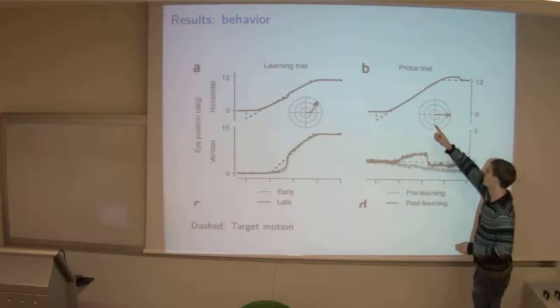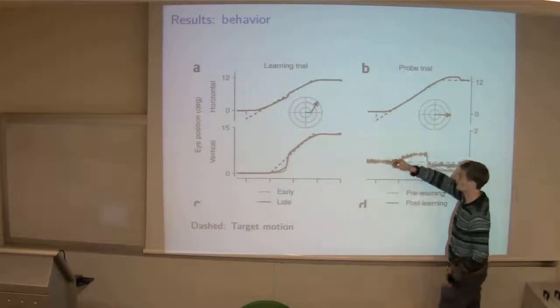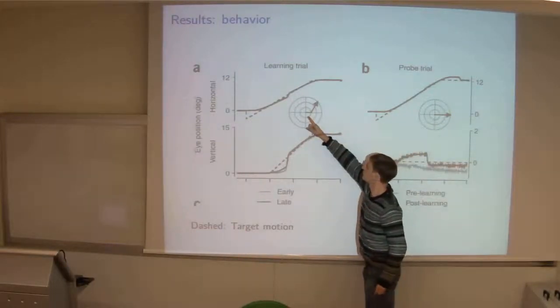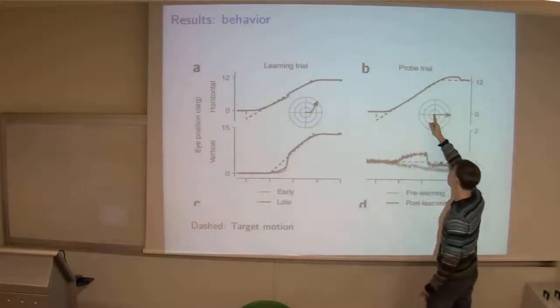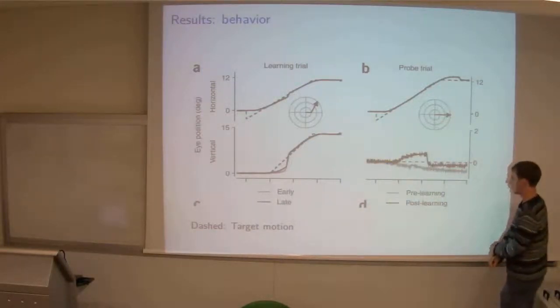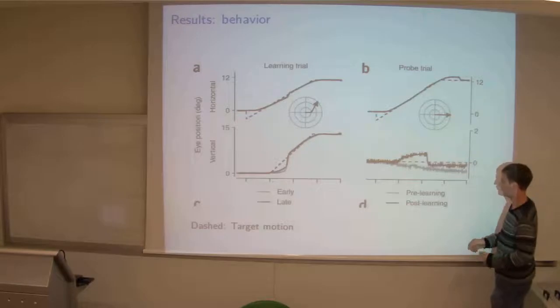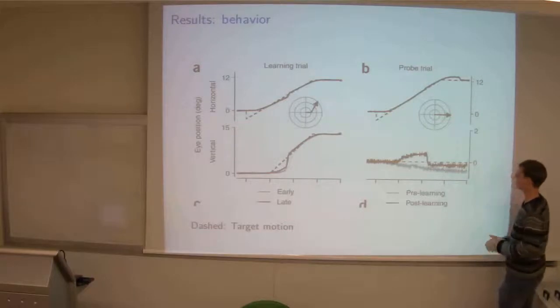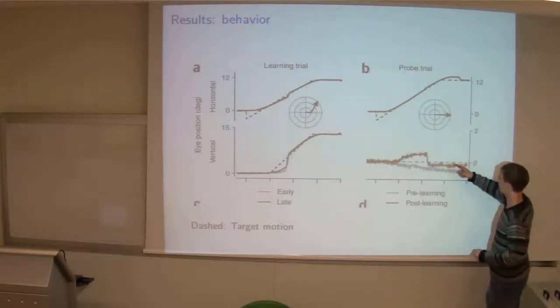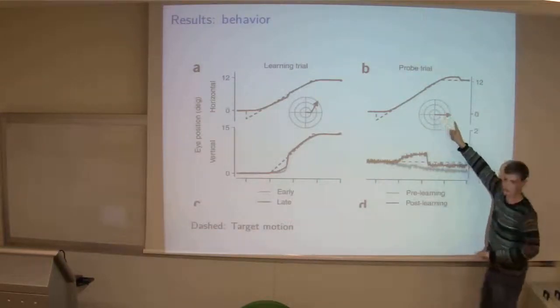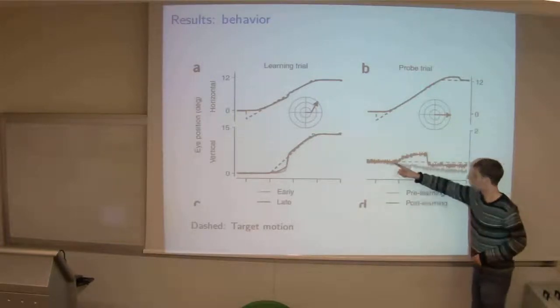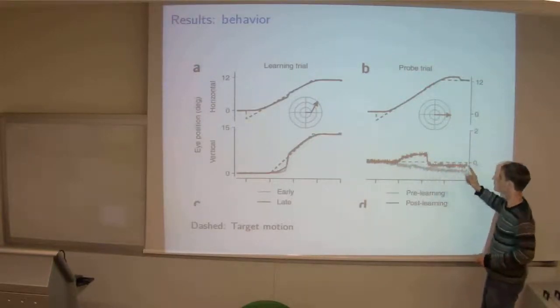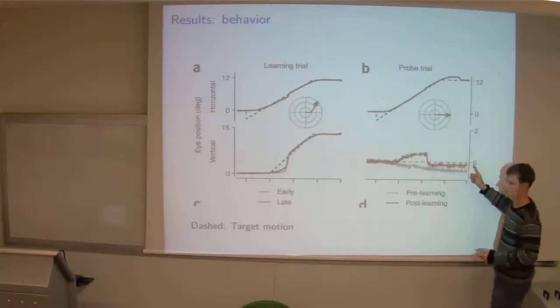And the probe trial means that the target doesn't follow its trajectory from before, but just goes straight. And you can see that before the learning, the vertical eye position doesn't change much. It stays more or less at 0. But after the learning, even if the target moves in this direction, the vertical eye position goes up, and then the monkey realizes something is wrong and goes down again.